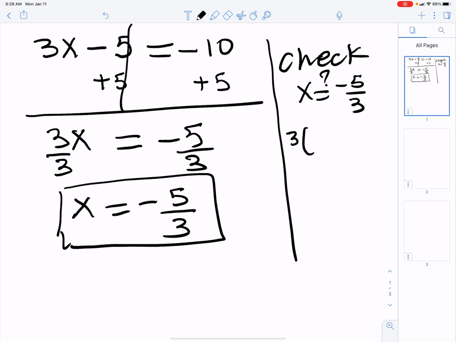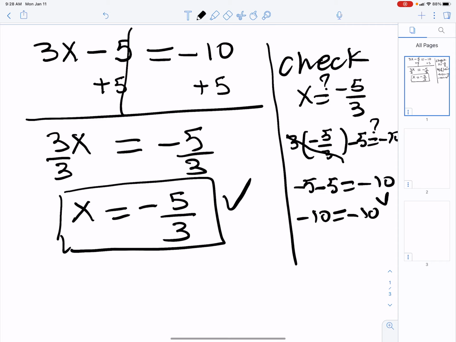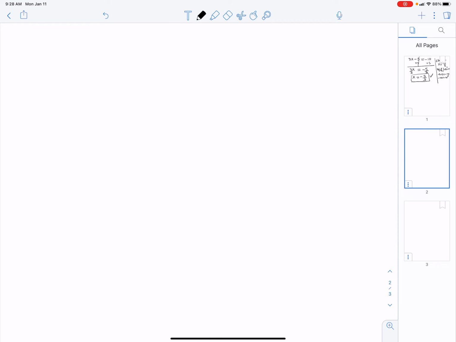So 3 times negative 5 over 3 minus 5, is that equal to negative 10? We know 3 and 3 cancel each other out, so we get negative 5 minus 5, which is equal to negative 10. And we know negative 5 minus 5 is negative 10, so negative 10 equals negative 10, which is true, all right? So that means the solution is negative 5 over 3, okay? All right, let's go to the next one.